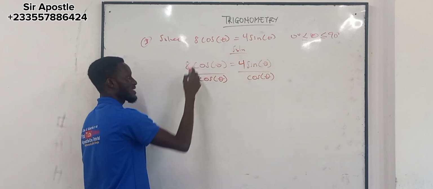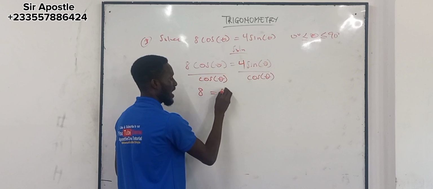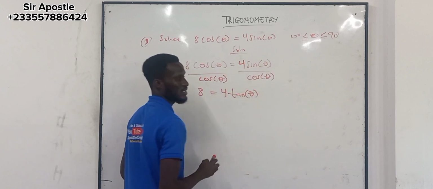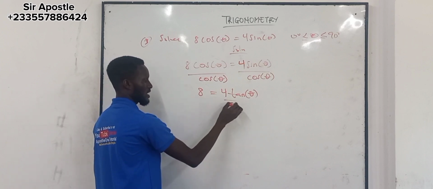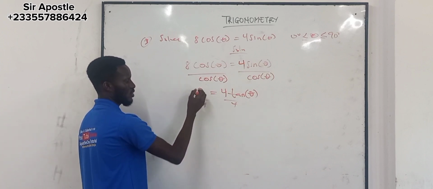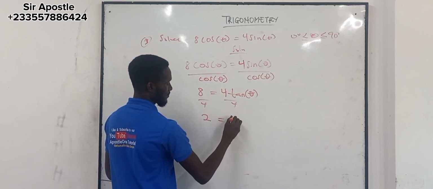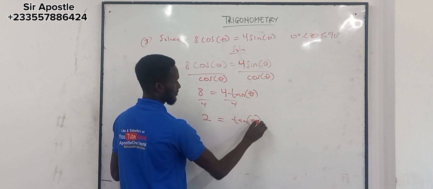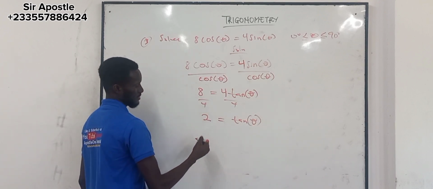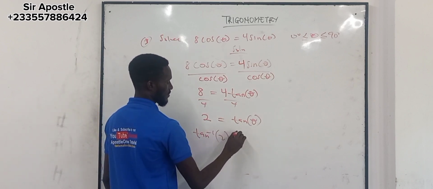So that cos will cancel cos. We're going to get 8. Sin divided by cos, we have 4. Sin divided by cos will give us tan of the angle theta. We divide through by 4, here by 4, here by 4. So 4 going into 8 how many times? 2 times. We're going to get tan theta. From here, you can just find the tan inverse, then we are done. Tan inverse of 2 will give us theta.